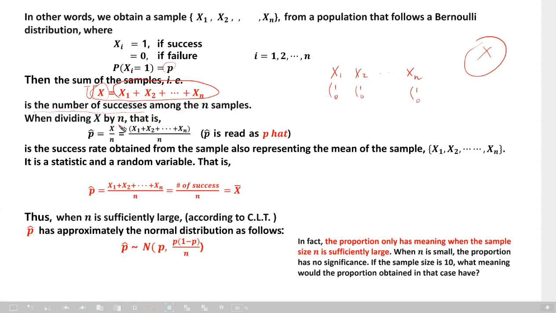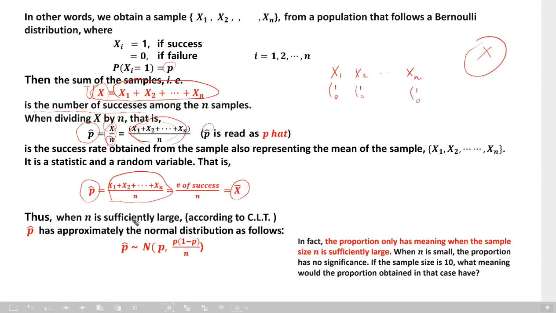When dividing x by n, what is that? Number of successes out of n. So it's going to be a proportion, right? Then x is the sum of xi's divided by n. So this is a proportion. Let's call it p hat. It's the success rate obtained from the sample, also representing the mean of the sample. This is what? X bar, right? So p hat defined like this is equal to the mean of samples, x bar, the sample mean.